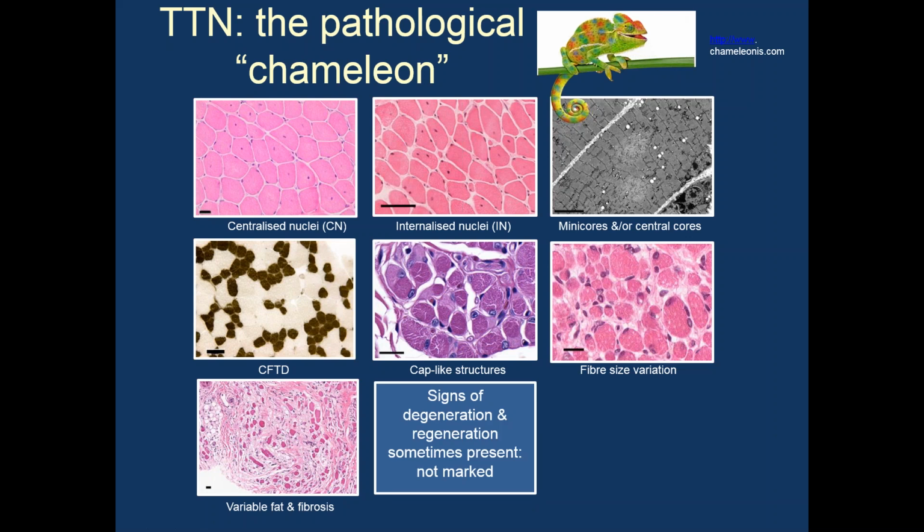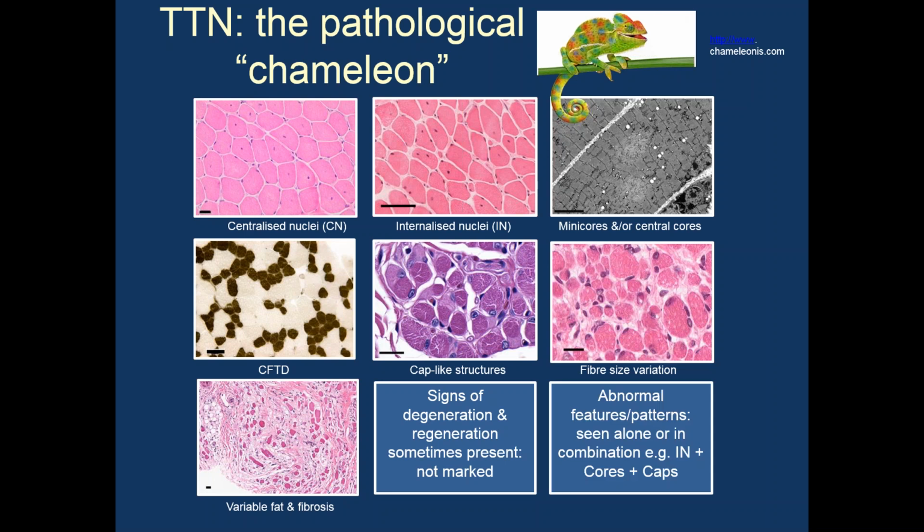Sometimes there were signs of degeneration and regeneration, and those are signs that we often associate with a muscular dystrophy rather than a congenital myopathy. But when we did see that, it was never a particularly marked feature. Having said that, some of the muscle biopsies had been scored as a dystrophy rather than a myopathy, and that's important for us to keep in mind. If the muscle does look dystrophic to the pathologist, it doesn't always mean that titin isn't the diagnosis.